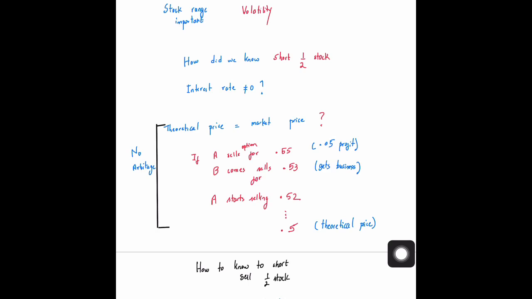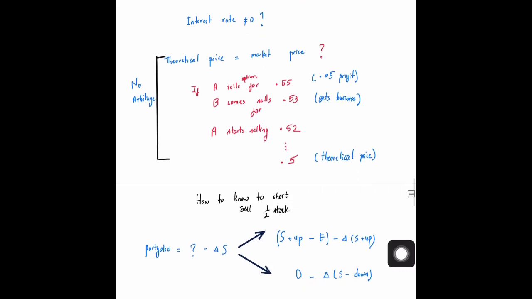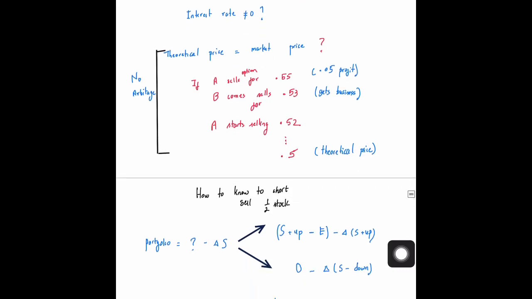How do we know how much of the stock to short? And also, what happens in case the interest rate is not equal to 0? Right now we had assumed the interest rate is equal to 0. Before we go there, let us look at how the no arbitrage argument basically works. What I've done is evaluate the theoretical price such that there is no risk-free profit.